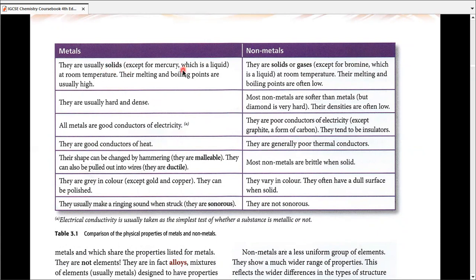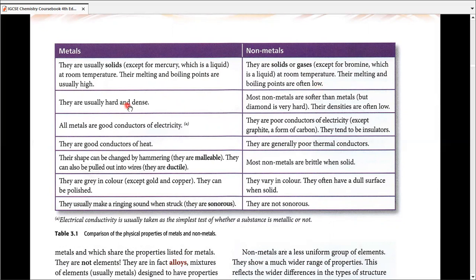Metals are solids except for mercury, which is a liquid. Non-metals are solids and gases, again, except for bromine, which is a liquid, which means there are only two liquids in the periodic table. One of them is a metal, mercury. One of them is a non-metal, bromine. Metals' boiling and melting points are usually high. However, that's the opposite for non-metals, which are often low.